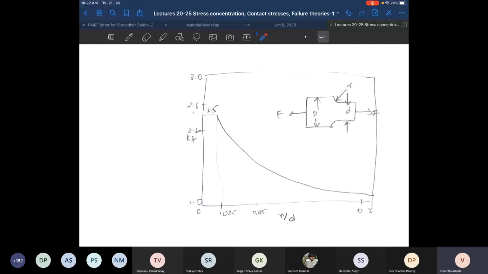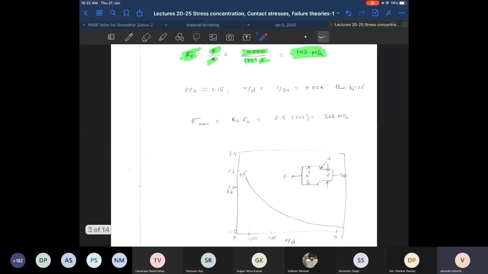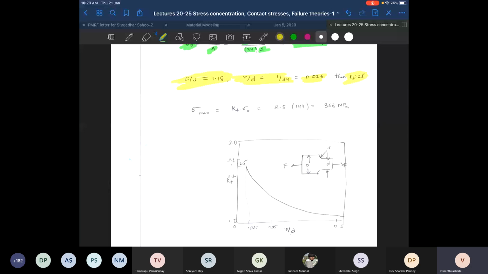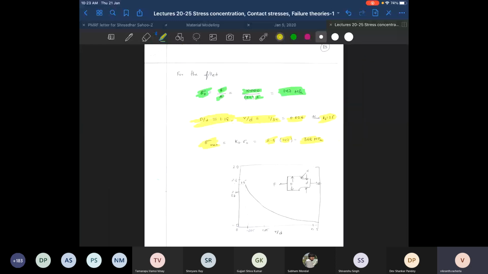So in this problem, what do you have? Capital D by small d is 1.18. The fillet radius to small d is 1 by 34, which is 0.026. Based on this, you can estimate that the stress concentration factor is 2.5. Once again, it is a normal stress which is appearing over here. So what is the maximum stress at the fillet location? It is equal to the stress concentration factor multiplied by the nominal stress, which is 368 megapascals.